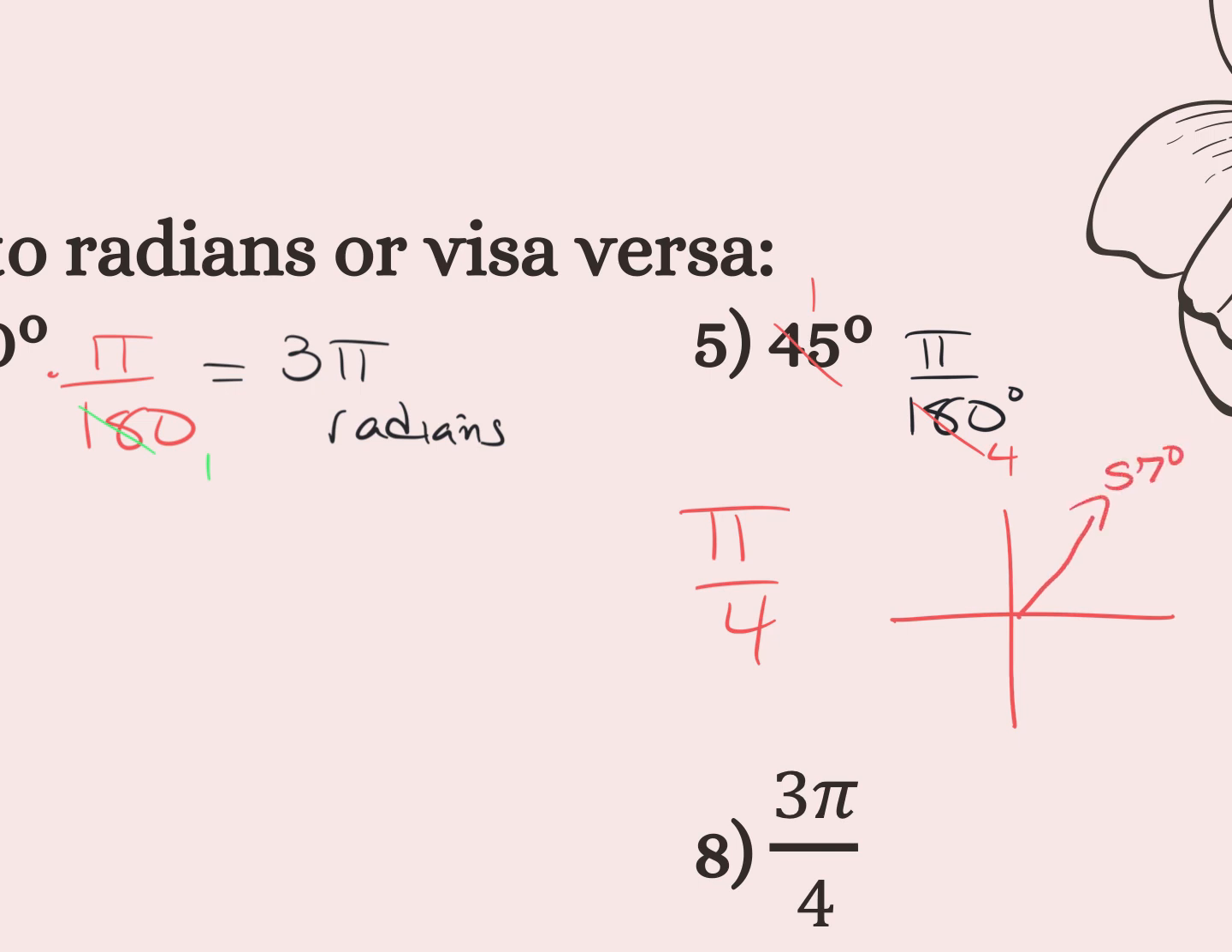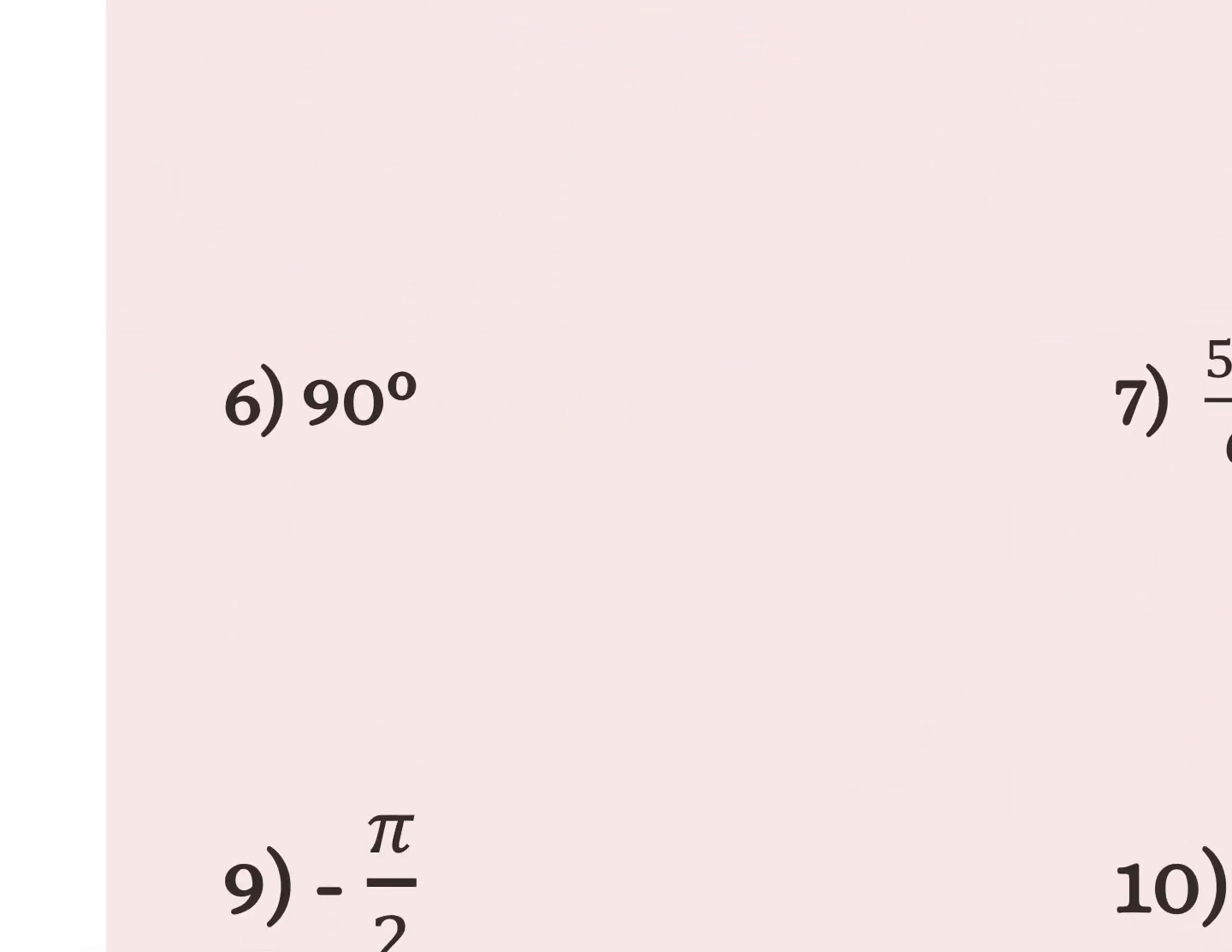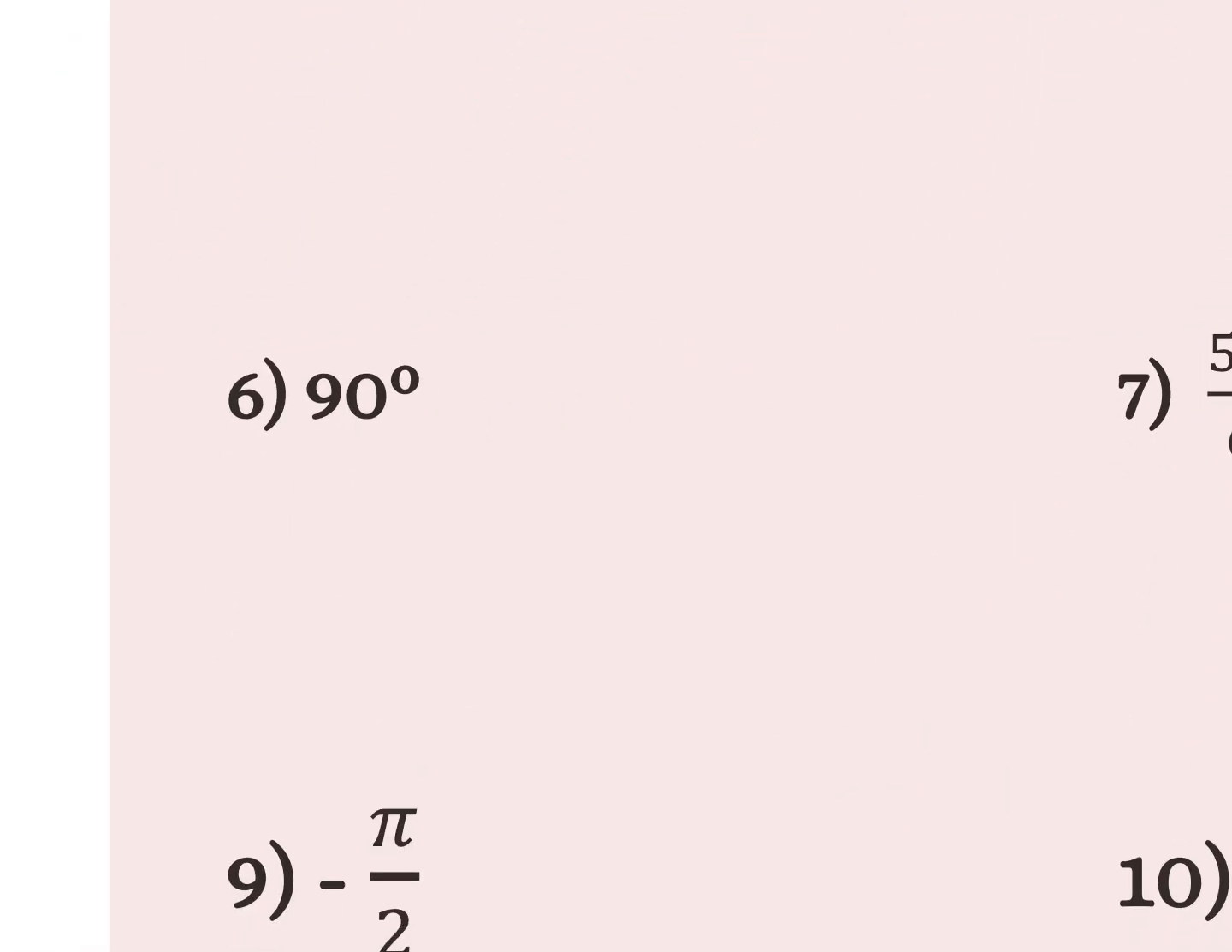So 45 degrees would be a little bit less, and this would be about 0.78, which is the equivalent to pi over 4. All right, let's try 90 degrees. I already showed you this on that axis: the conversion from degrees to radians is pi over 180. Notice the 90 and the 180 will simplify. This becomes a 1, this becomes a 2. So pi over 2 is equivalent to 90 degrees.